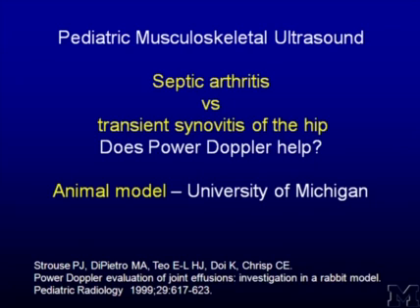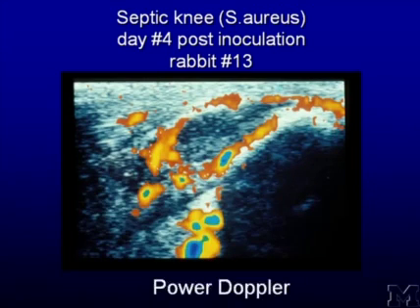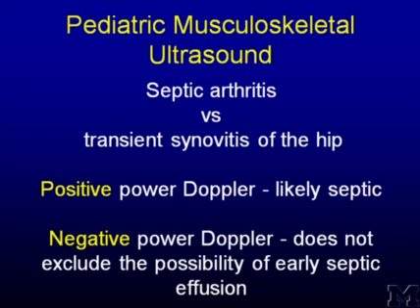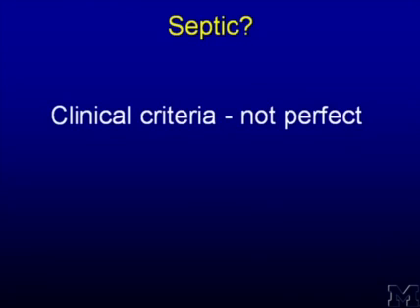We also did this with an animal model and really found the same results. You can see here it was a septic hip, but early on, when we were producing the septic joint, for the first several hours or so, it really didn't show the inflammatory signs yet. So if it's a little earlier in the course, the Power Doppler might still be negative. The bottom line is if it were positive on Power Doppler, it's likely septic, but if it's negative, it doesn't exclude the possibility of it.